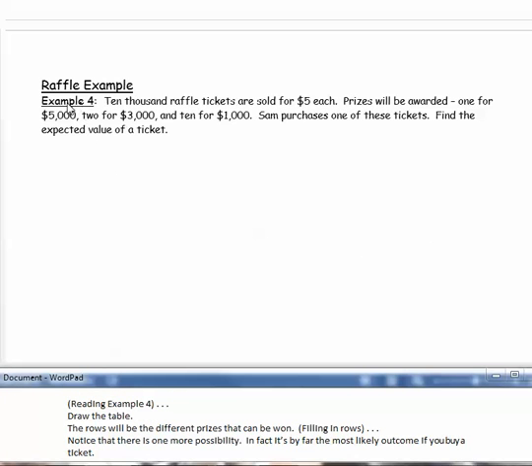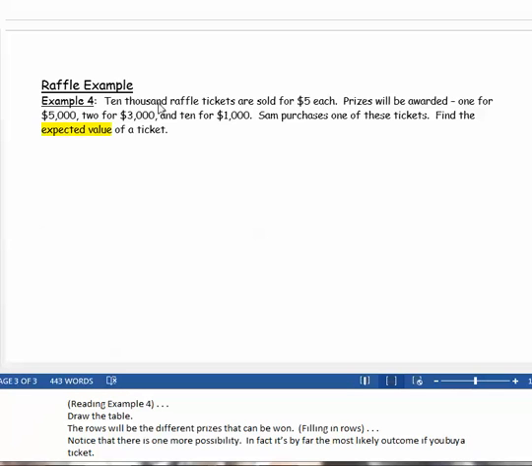Example 4, 10,000 raffle tickets are sold for $5 each. Prizes will be awarded, one for $5,000, two for $3,000, and 10 for $1,000. Sam purchases one of these tickets. Find the expected value of a ticket. Whenever they ask you for expected value, draw the table.